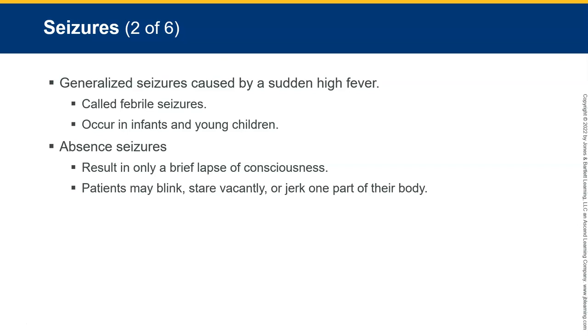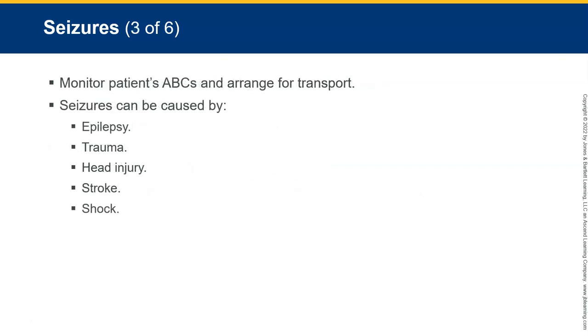So what happens is these guys actually start blinking their eyes and stare vacantly. So they just kind of have the nobody's home kind of thing, or maybe even one part of their body kind of starts jerking along. The whole thing about seizures for us is we're going to monitor ABCs, and we mentioned it before, we're going to protect them.